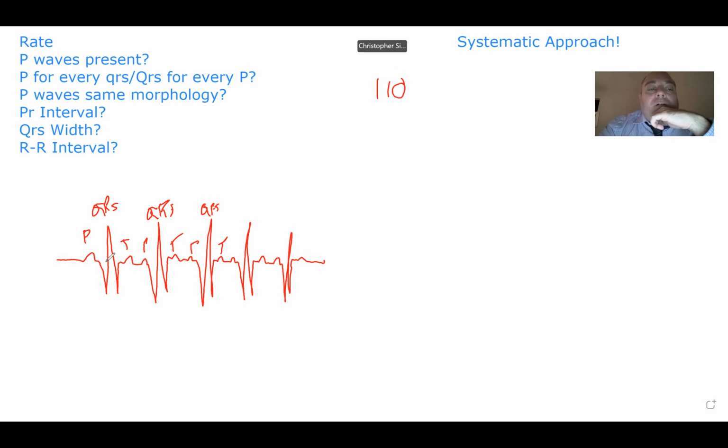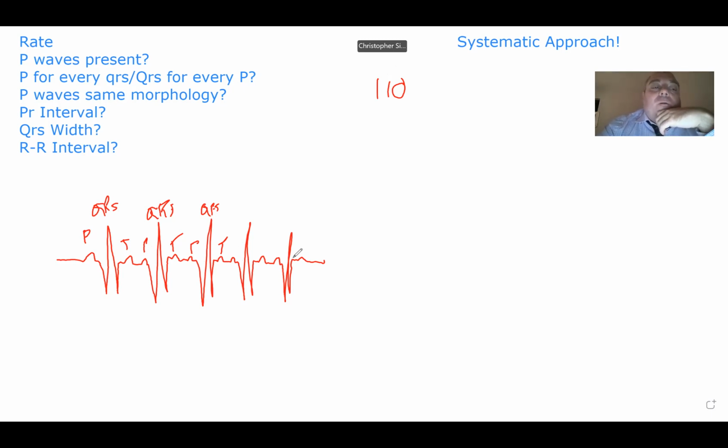P for every QRS. Well, I got a P wave here, a QRS, a P wave here, a QRS, a P wave here, a QRS, P wave here, QRS, P wave here, QRS. Okay, good. And then the reverse of that is true as well. Do the P waves have the same morphology? I tried to draw them the best as I can. Let's pretend that the P waves have the same morphology. So we'll say, yes, they do.